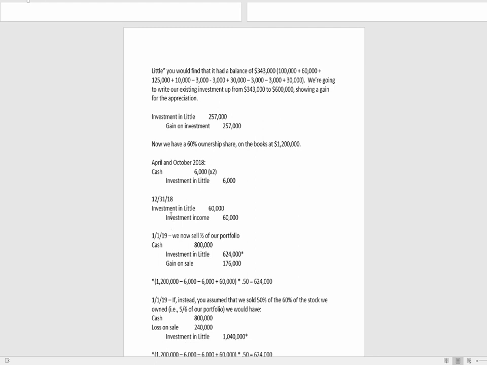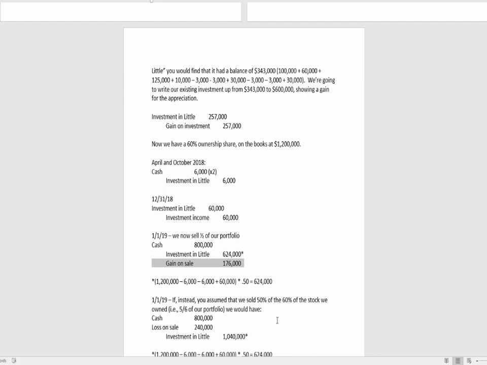Basically, we've got an investment portfolio that is now, again, $1.2 million. That was the value on January 1st, 18, minus the dividends, plus the income. So our investment portfolio has a balance, 1,200 minus 12 plus 60, of $1,248,000. Half of that, if we're going to sell half of our portfolio, that means we're going to get rid of half of that investment. We're going to receive $800,000 for it, and we'll have a nice little gain on sale of $176,000.